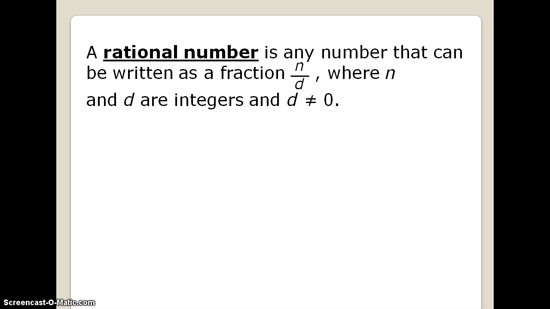A rational number is any number that can be written as a fraction n over d, where n and d are integers and d does not equal 0. N represents numerator, d represents denominator. To sum it up, a rational number can be written as a fraction.